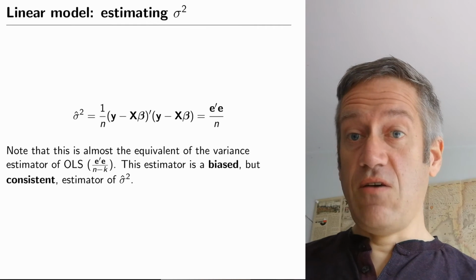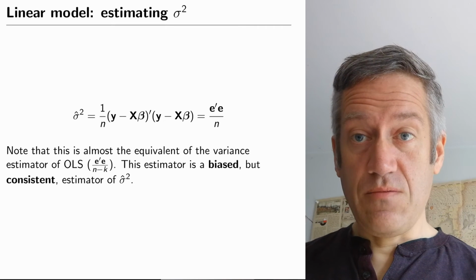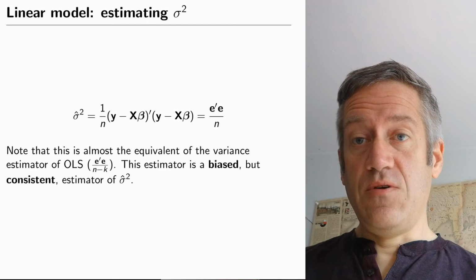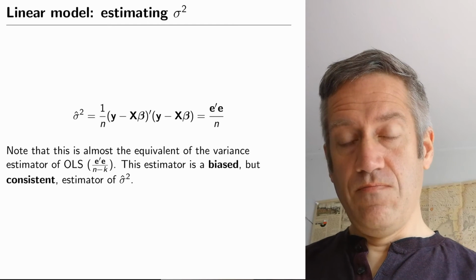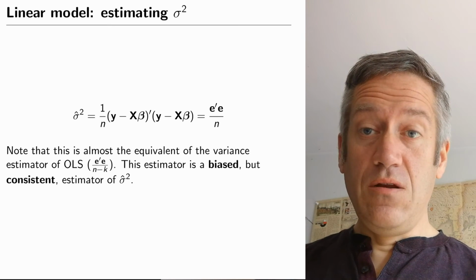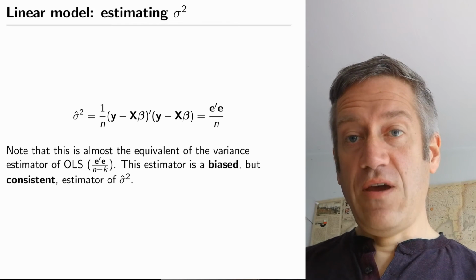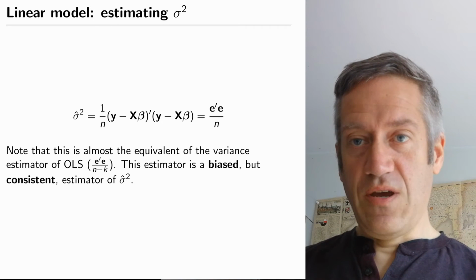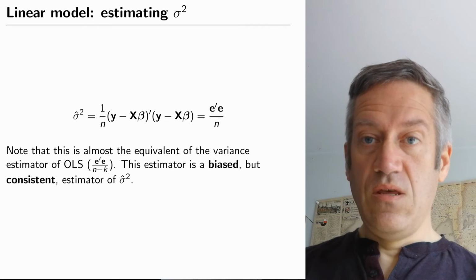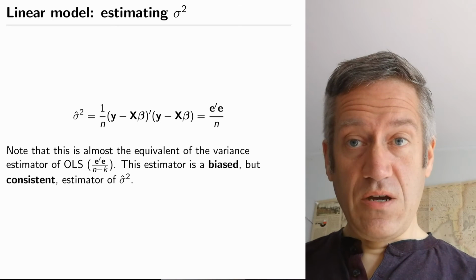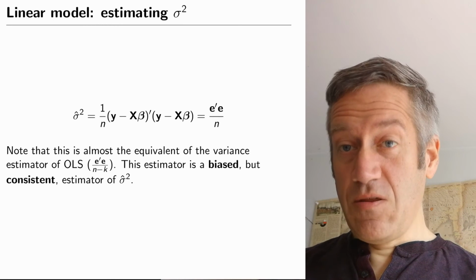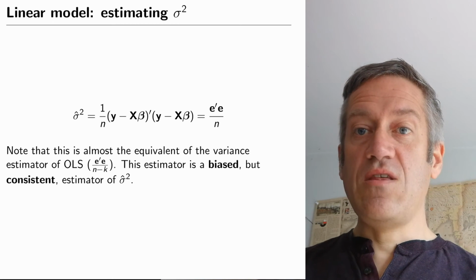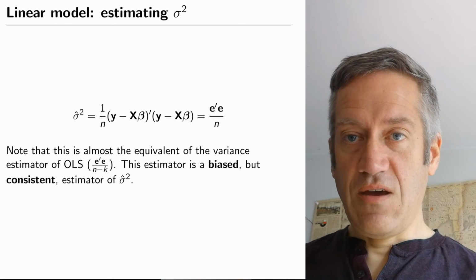An interesting question is how that actually relates to the OLS estimate. You might remember from a while back that the OLS estimate of the variance of the residuals is E prime E, the sum of squared residuals, over n minus 1. The maximum likelihood estimate is E prime E over n. So it's slightly different. We already know that the OLS estimates are unbiased. So that means that the maximum likelihood estimate, which is slightly different, is in fact biased. So this is a biased estimate of the error variance.